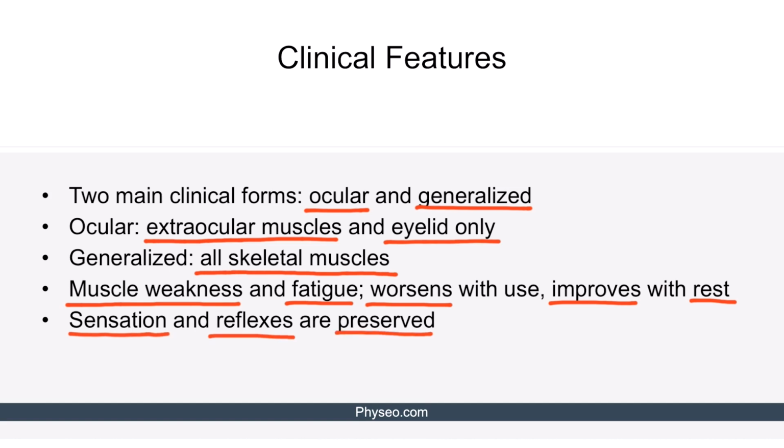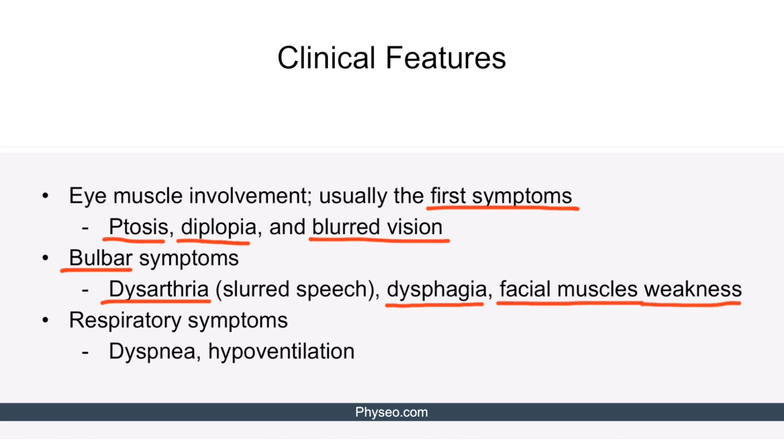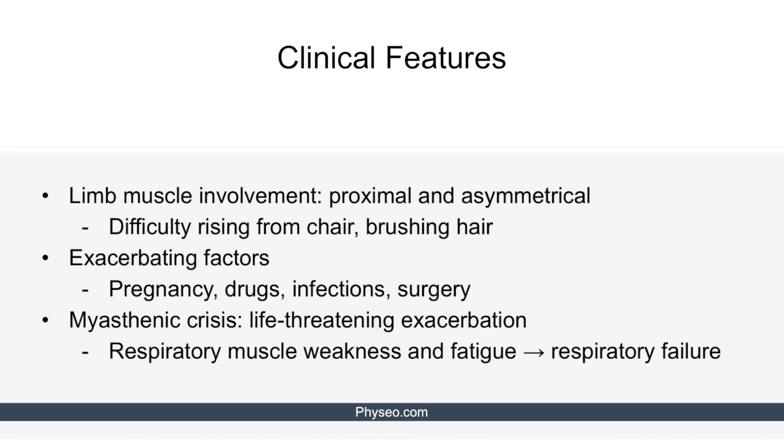this disease. Involvement of eye muscles are usually the first symptoms, and this can result in ptosis, diplopia, and blurred vision. After that, bulbar symptoms such as dysarthria or slurred speech, as well as dysphagia and facial muscle weakness usually follow. Finally, the involvement of respiratory muscles can lead to dyspnea and hypoventilation. Weakness can later spread to other body areas such as the limbs.